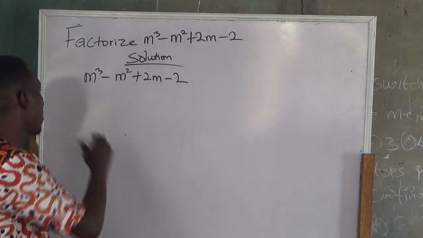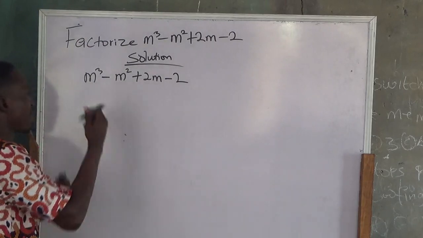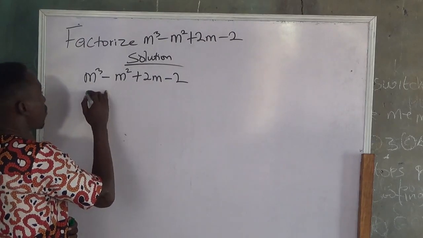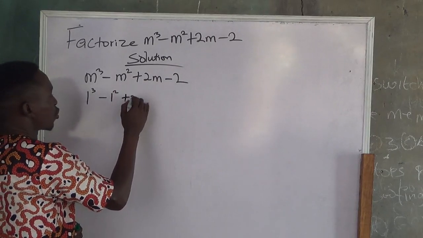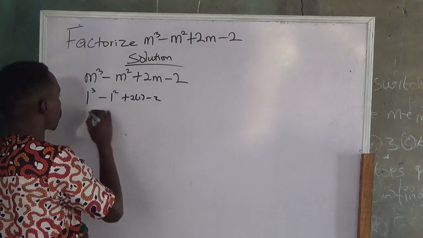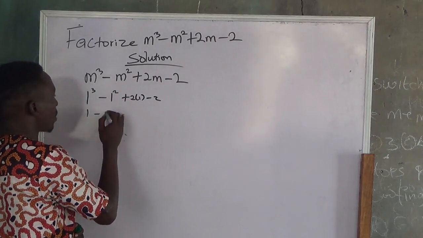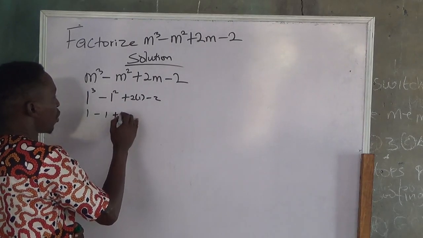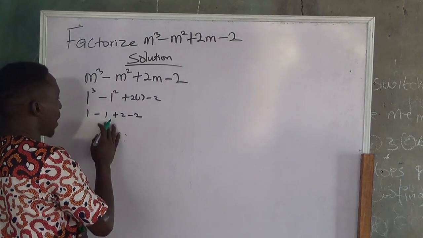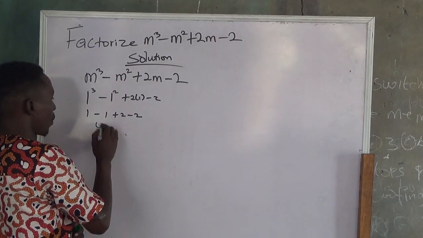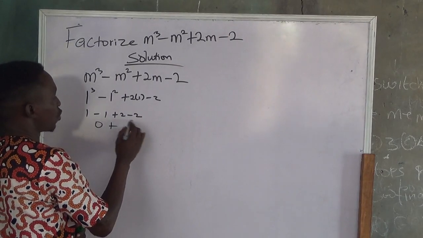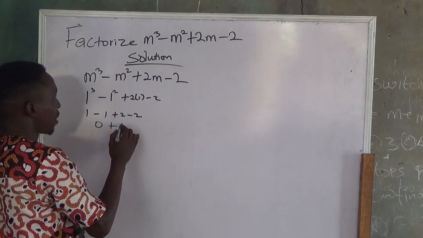If I say m is +1, then I will have 1 raised to the power 3 minus 1 squared plus 2 minus 2. So this is 1 raised to the power 3, which is 1, minus 1 squared, which is 1, plus 2 minus 2. 1 minus 1 will give me what? 0. 2 minus 2 will also give me 0.